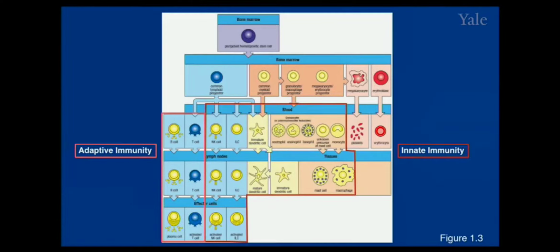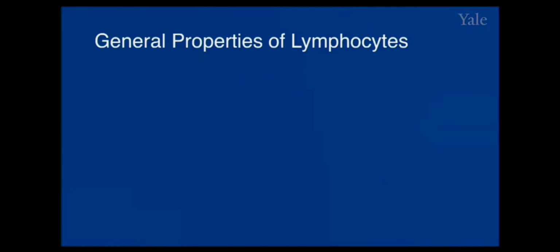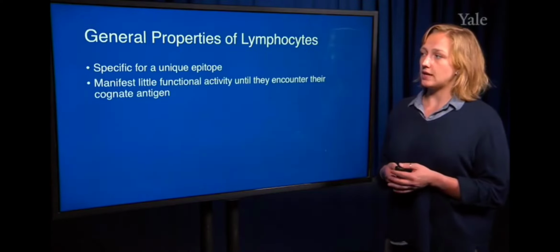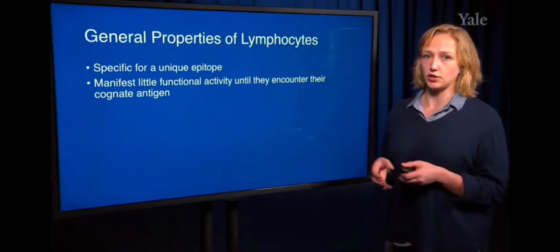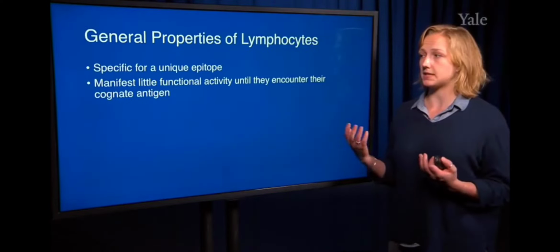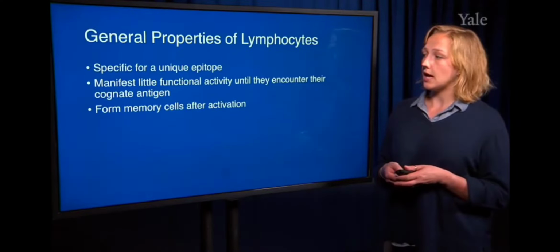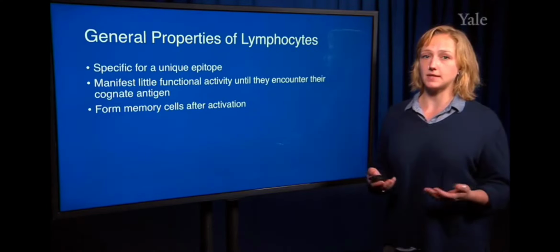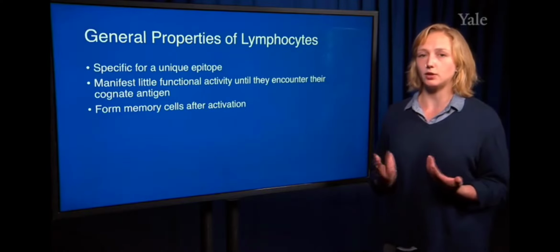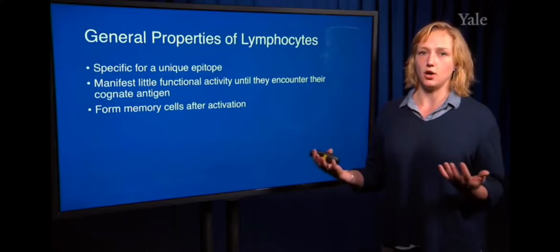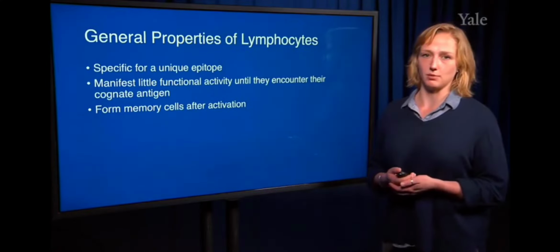Very general properties of lymphocytes include that they're highly specific for a unique epitope, and we'll go into what that means in a little bit. They manifest very little functional activity in the immune response until they encounter the antigen for which they are specific. And after activation, lymphocytes form memory cells, which are very critical in enabling a host to have a very long-lived memory response to specific antigens.